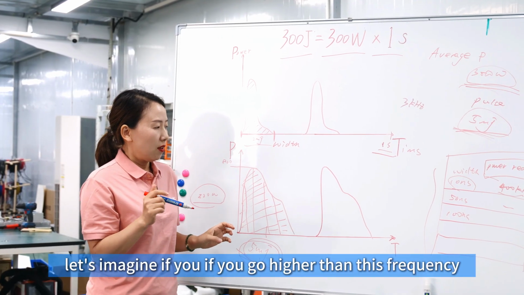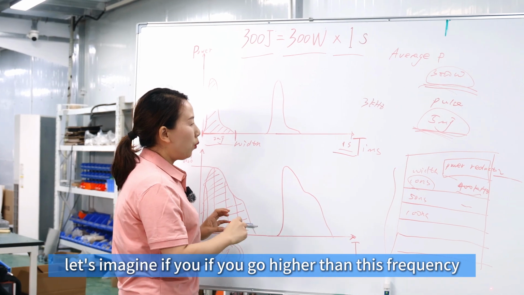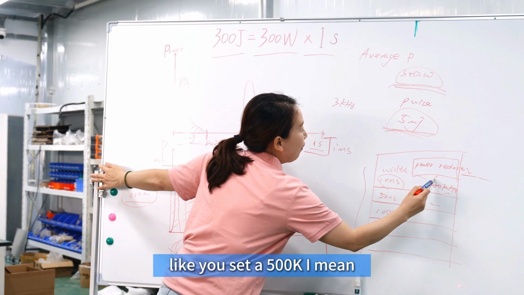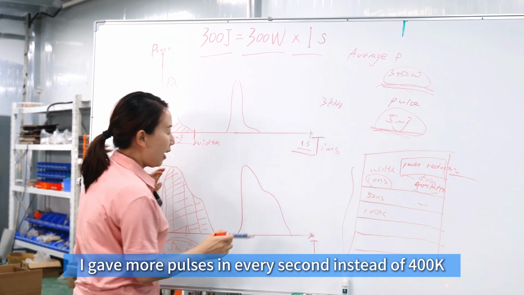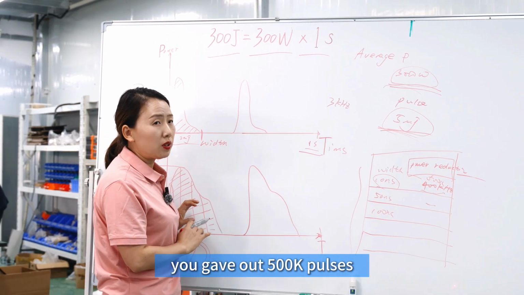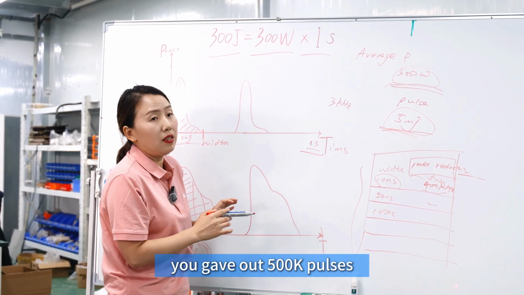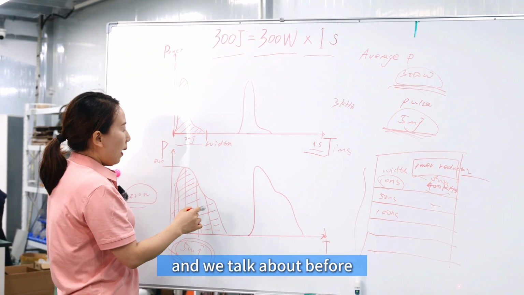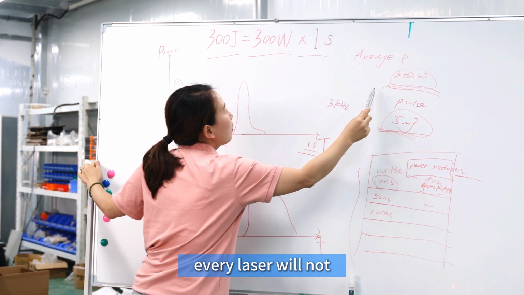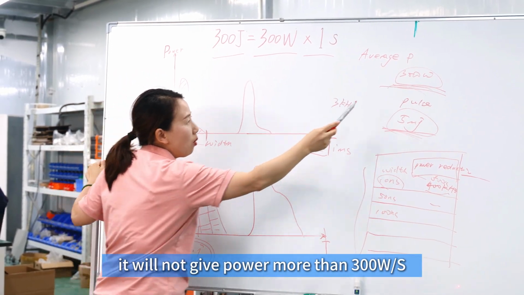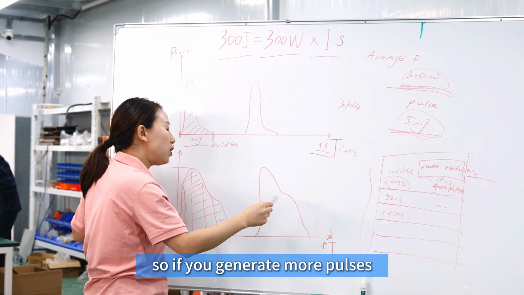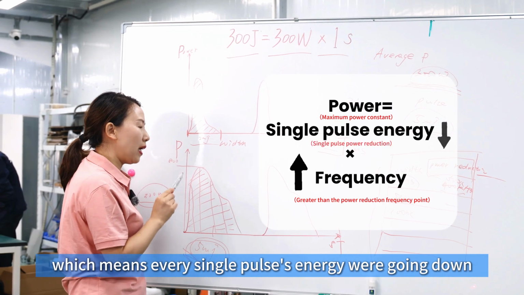Let's imagine if you go higher than this frequency, like 500K. I mean, I gave more pulses in every second. Instead of 400K, you gave out 500K pulses. And we talked about before, every laser will not give power more than 300 watt every second. So if you generate more pulses, every single pulse energy will go down.